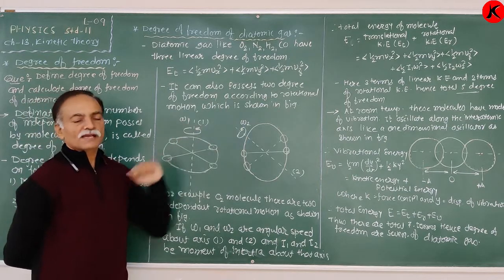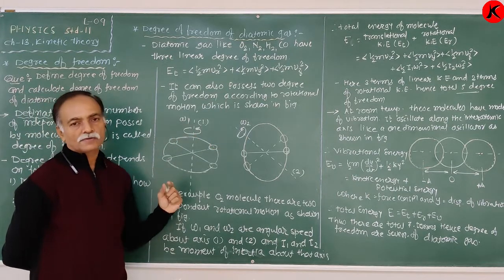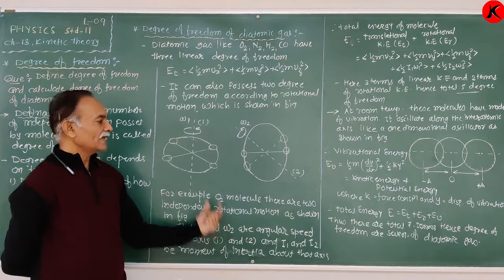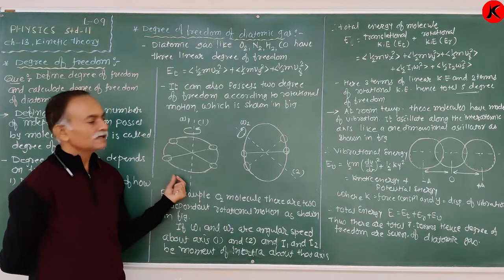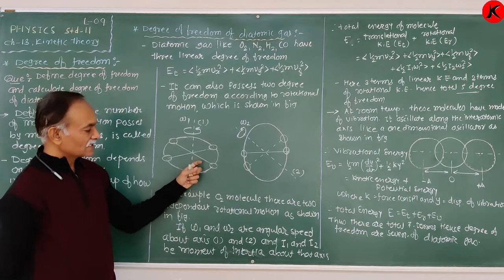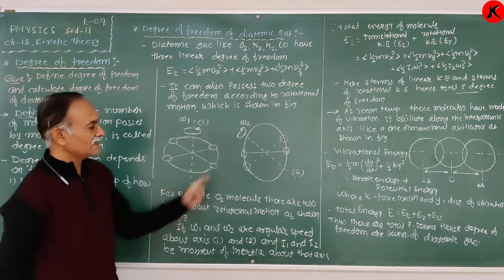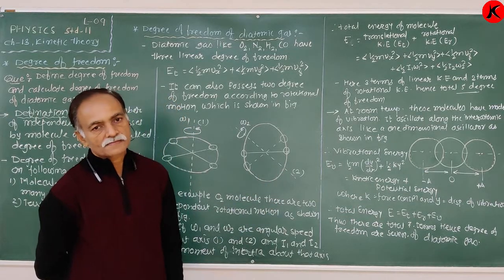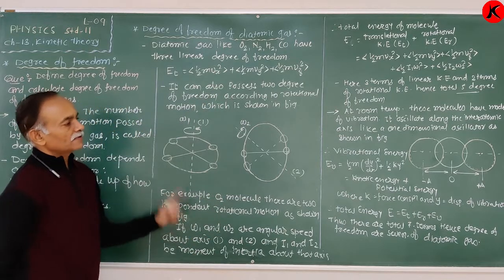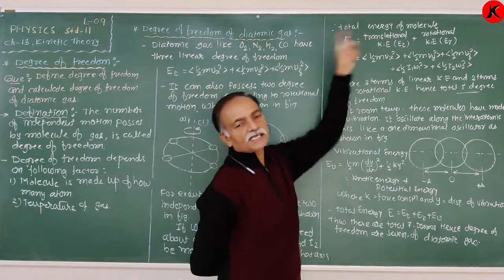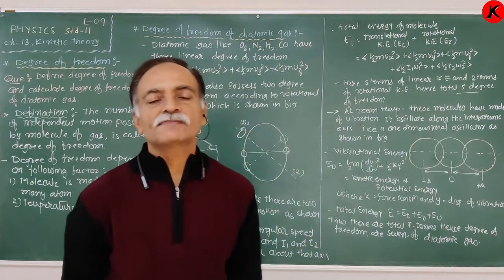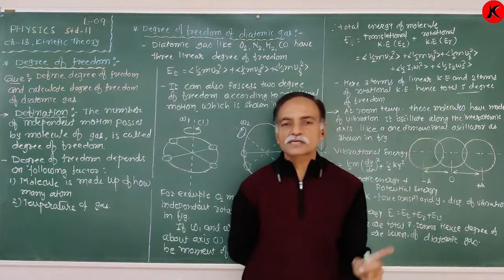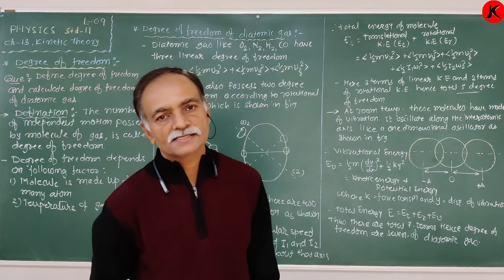If omega 1 and omega 2 are the angular frequencies of rotation about rotational axes 1 and 2, and I1 and I2 are the moments of inertia, then the rotational kinetic energy is half I1 omega 1 square, and about this axis half I2 omega 2 square. Now the total energy of the diatomic gas is E equals translational kinetic energy plus rotational kinetic energy: 3 terms of translational kinetic energy plus 2 terms of rotational kinetic energy.